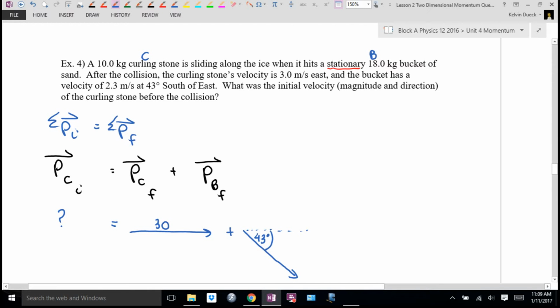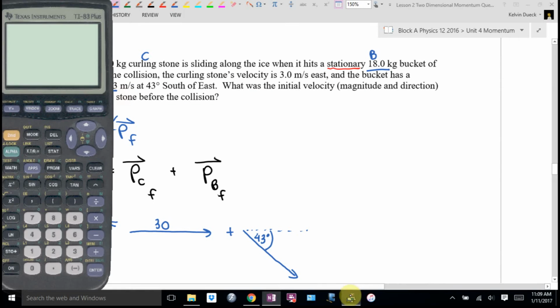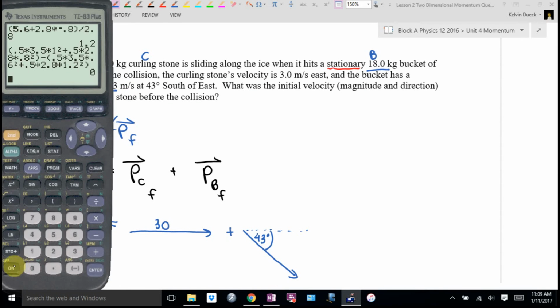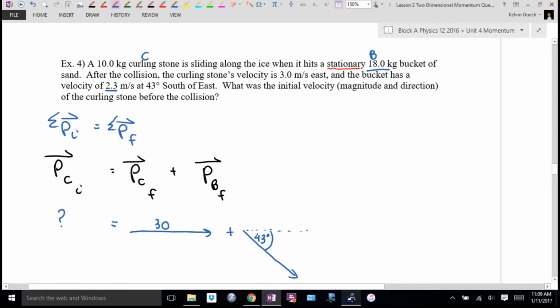How long is that arrow? Its momentum, which is going to be 18 times 2.3, mass times velocity. Well, maybe I can do that one in my head. 18 times 2 is 36. 18 times 0.3 is 5.4. So 36 plus 5.4, 41.4? Yes?